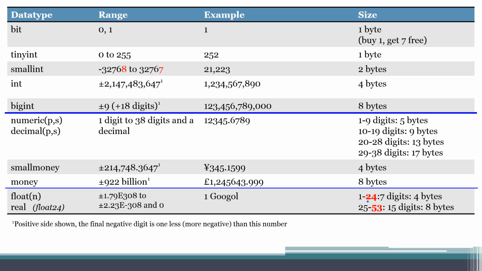Now over here on the side, you can see it's got a range. This may look similar to the range for numeric and decimal we talked about before, and it really is. Any number that you pass in for a float, the parameter here, the n, any n between 1 and 24 is going to take 4 bytes of storage space. Any number between 25 and 53 will take 8 bytes of storage space.